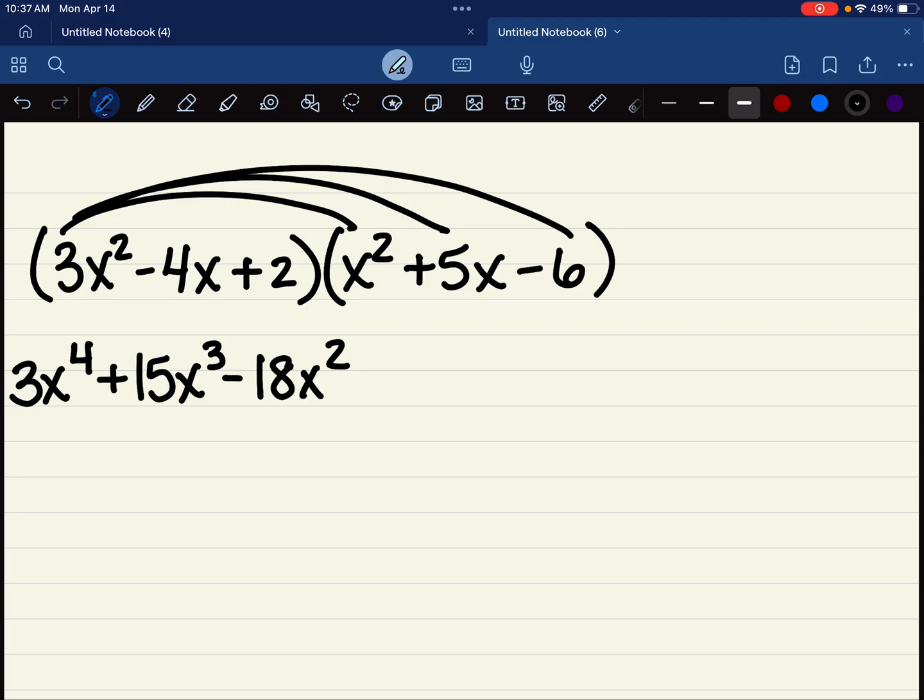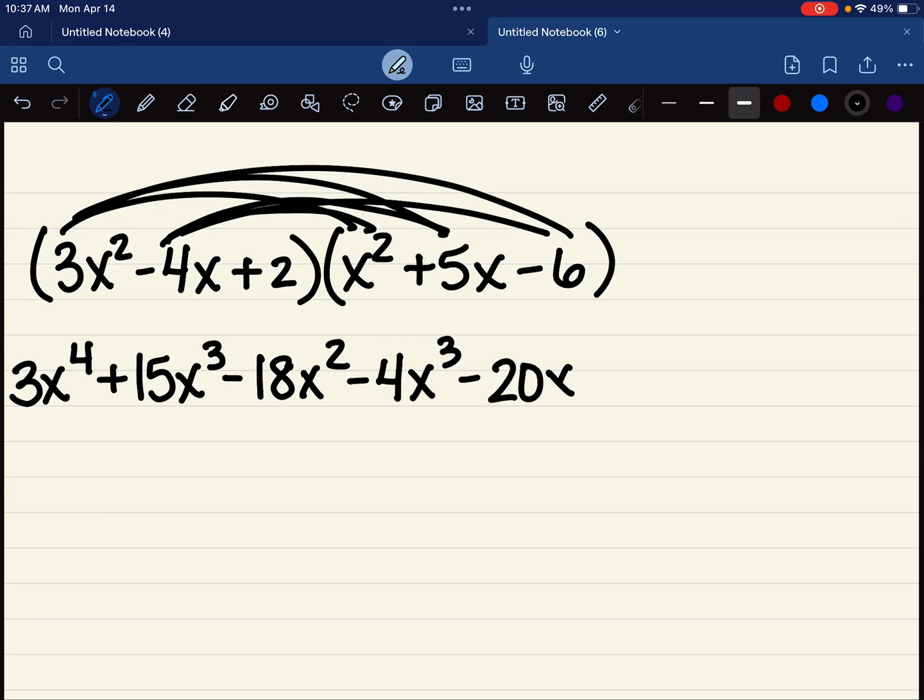Negative 4 distributed. Okay. What do I get when I do negative 4 times x squared? Negative 4x to the third. Okay. What about negative 4x times positive 5x? Negative 20x squared. Good. And negative 4x times negative 6. Positive 24x. Very good. Aiden, last part, please.